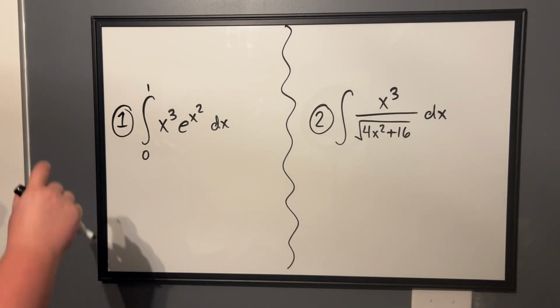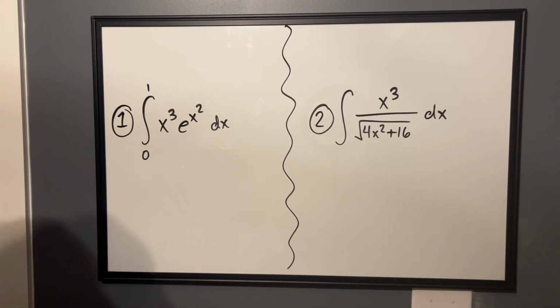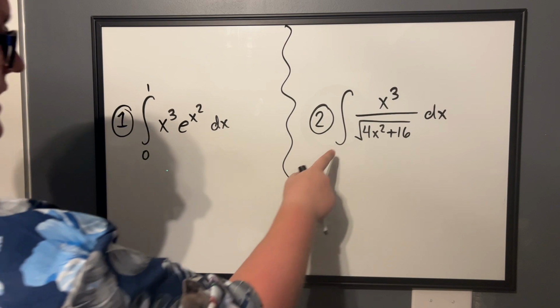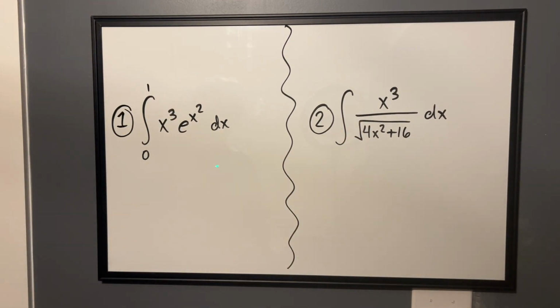So the first integral is a definite integral, so we're looking for a number here, and it's from 0 to 1 of x cubed e to the x squared dx. And the second integral is indefinite, and it's the integral of x cubed over the square root of 4x squared plus 16. So I'm going to go ahead and let you try these out, and whenever you get an answer, unpause the video, and I will start working these solutions on the board.